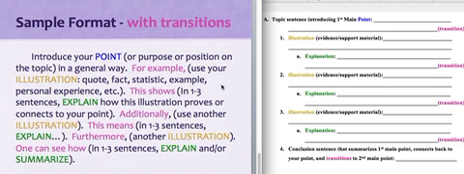So here is a sample of the P.I.E. paragraph in the recipe in a whole paragraph, where you introduce your point or purpose or position in a general way. For example is a way you could use a transition, and then you use your illustration. This shows, there's another transition, for you to explain how the illustration proves, and you do that in 1 to 3 sentences. Additionally, there's another transition, and you use another illustration.